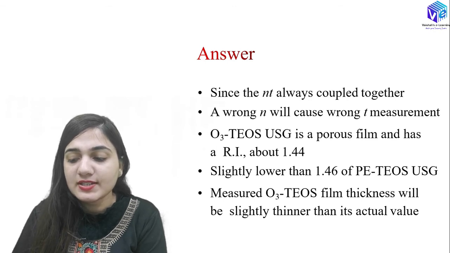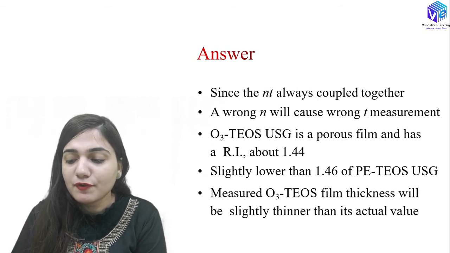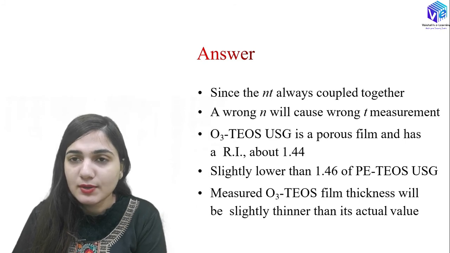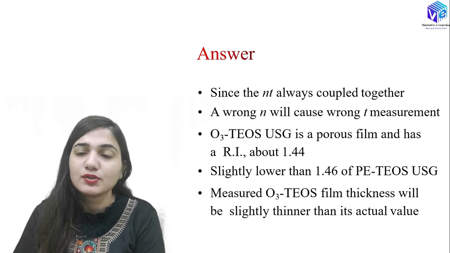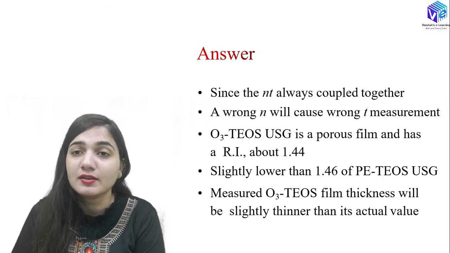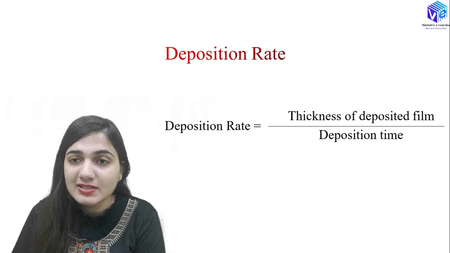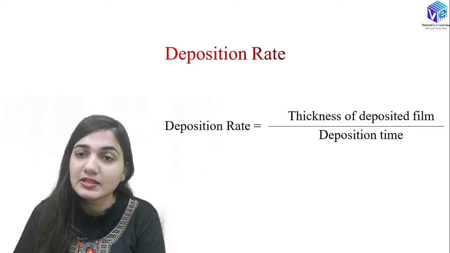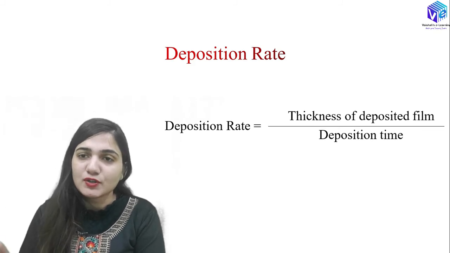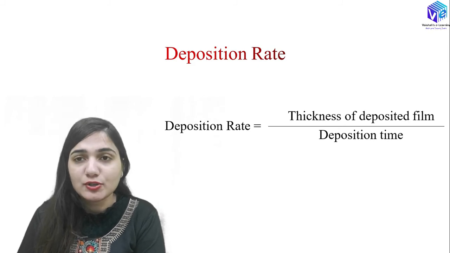O3 TEOS USG is a porous film and has a refractive index of about 1.44, which is slightly lower than the 1.46 of PE-TEOS USG. So you can see the refractive indices of the two are different, which means the measured O3 TEOS film thickness will be slightly thinner than the actual value. This would be the result of using a different refractive index. Even a slight mistake in the refractive index will cause a mistake in the film thickness calculation as well.